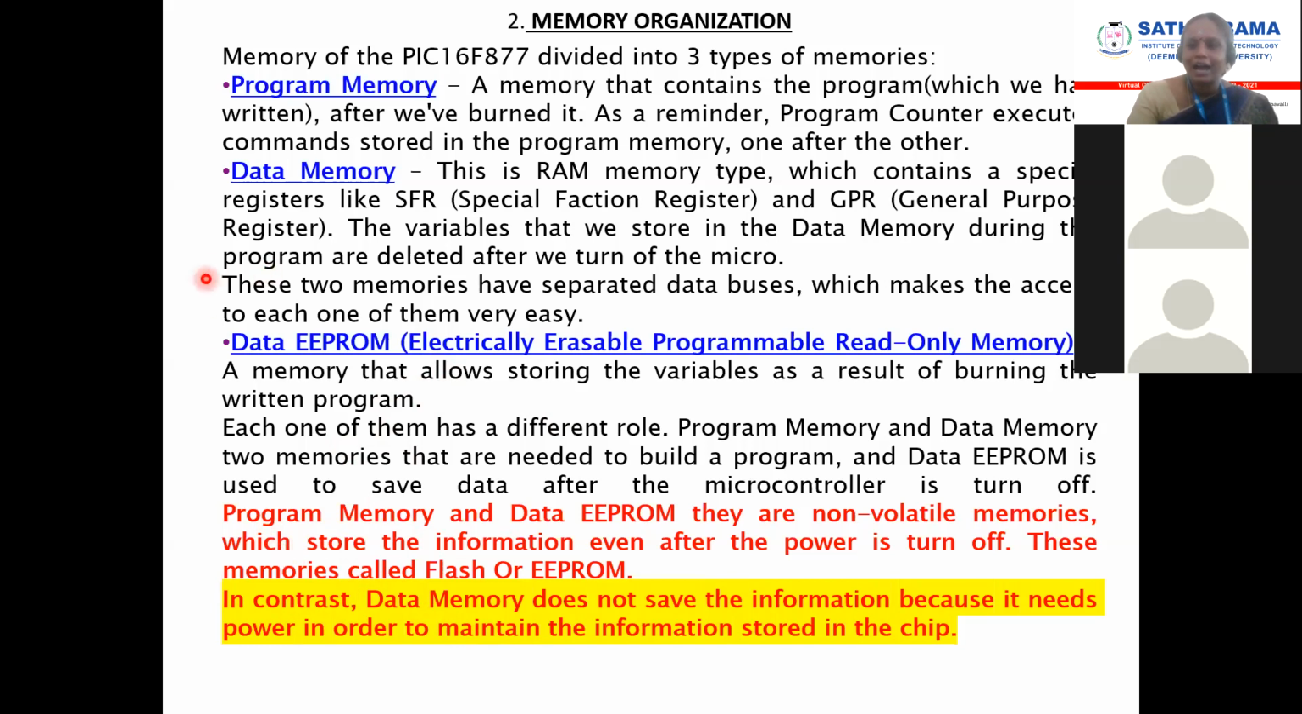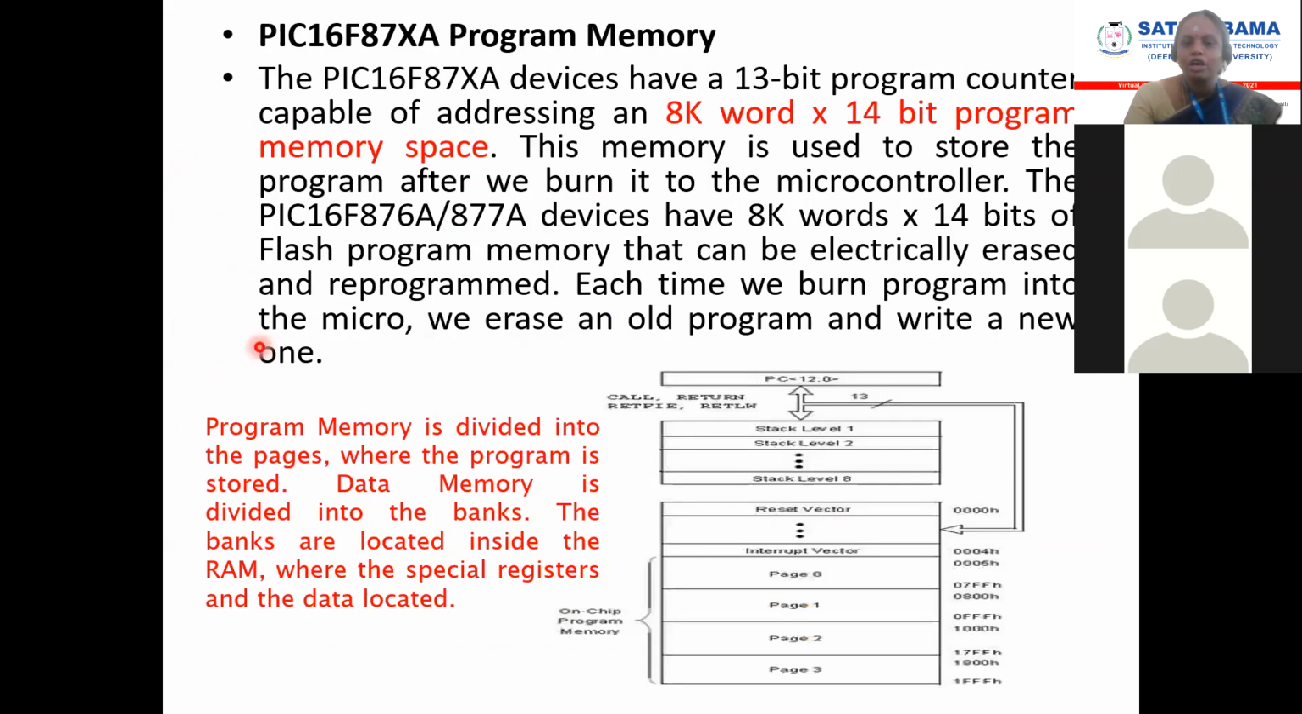So we have program memory, data memory, data EEPROM memory. Three memories are there. You have to understand: program memory, data memory, data EEPROM memory. Actually, we are going to discuss this in detail. In PIC we have RAM memory, ROM memory, and then stack memory is also there. So first we will discuss program memory.